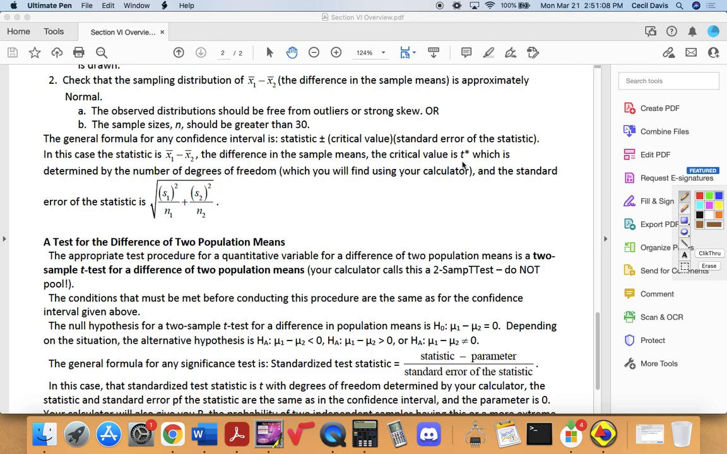The critical value, this is the one where you can't find t star except by using your calculator. Those are the ones where the degrees of freedom are some weird number, and I don't understand that.